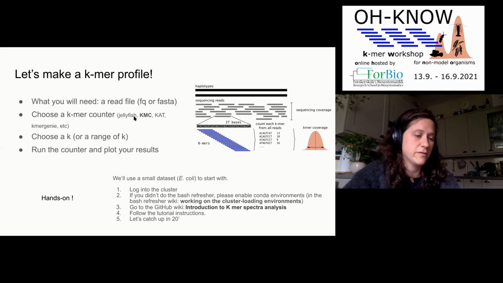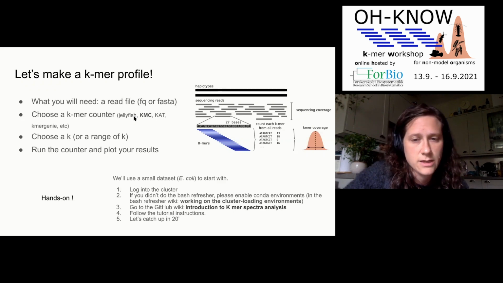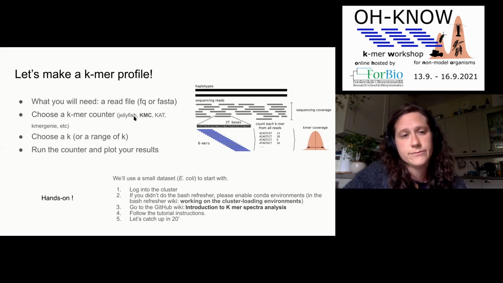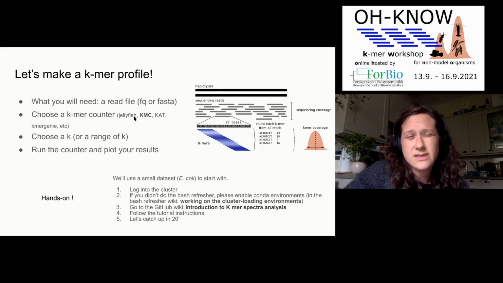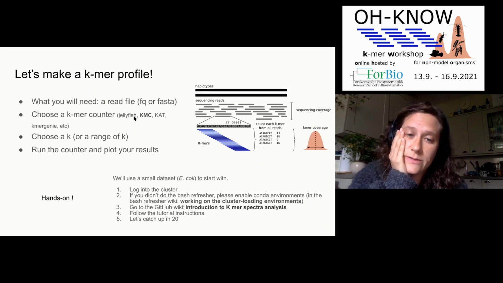So yeah, okay. We've gotten to the point where we stop listening to me, and we're going to get on to the first hands-on exercise. We're going to be making a first Kmer profile, and we just need a read file. There are plenty of Kmer counters out there, but we're going to go with KMC for the practical. It's Kamil's favorite, so it was his choice. Then just choose a K, run the counter and plot your results. The specific instructions are on the GitHub tutorial.